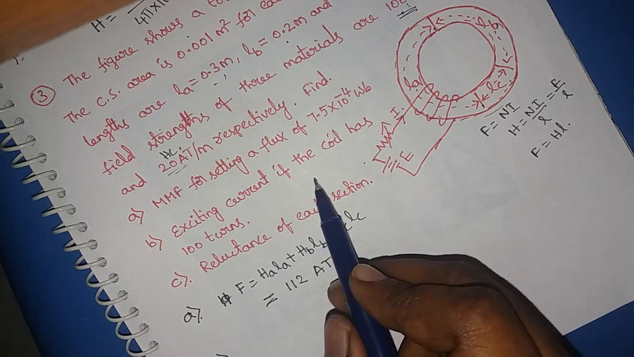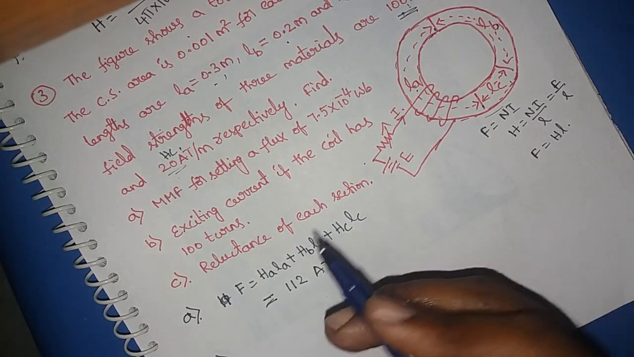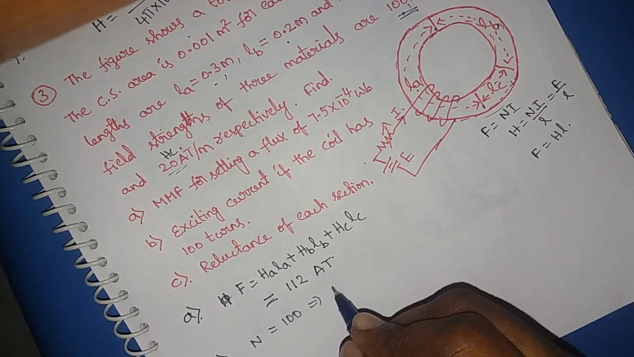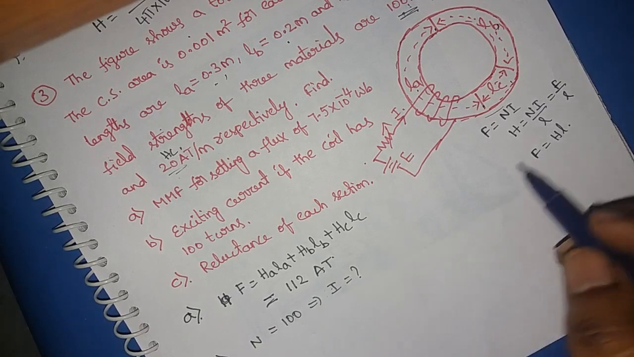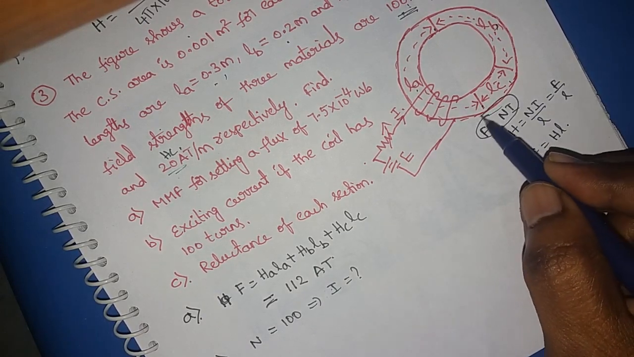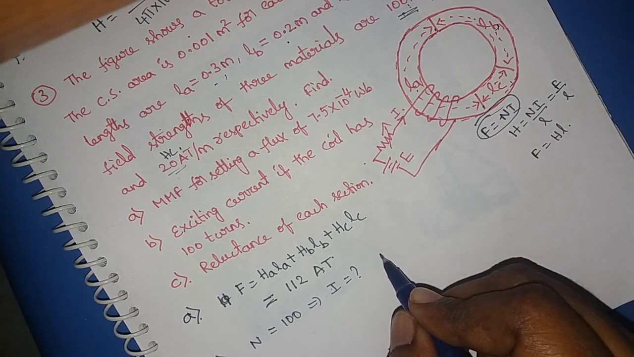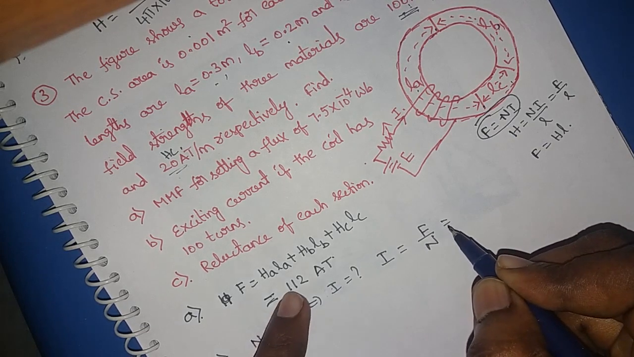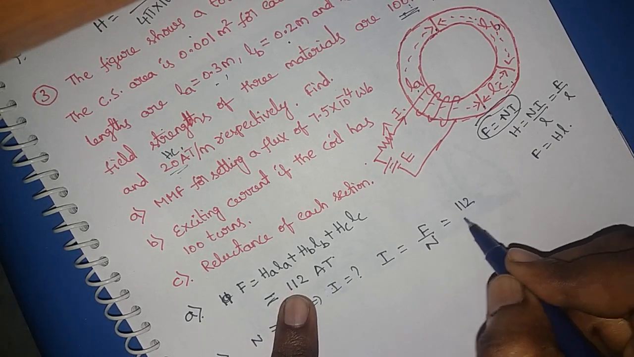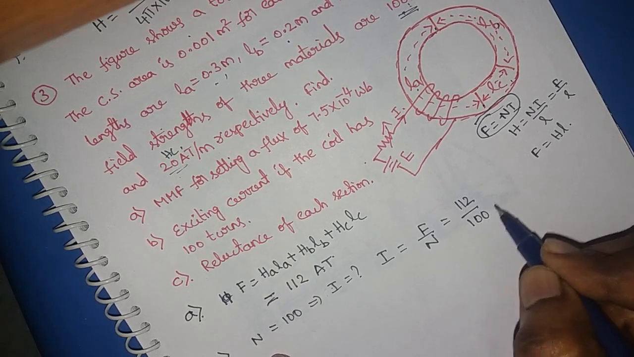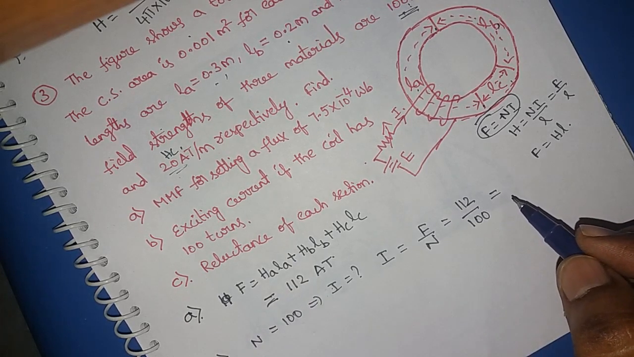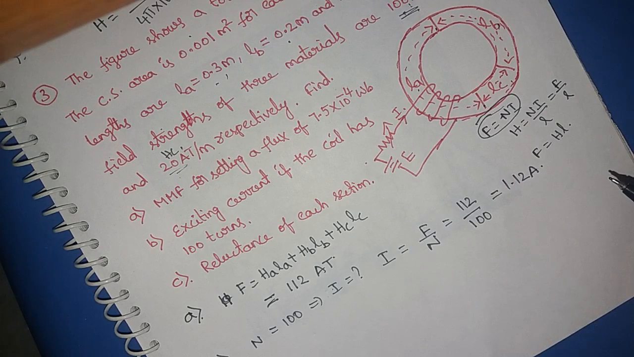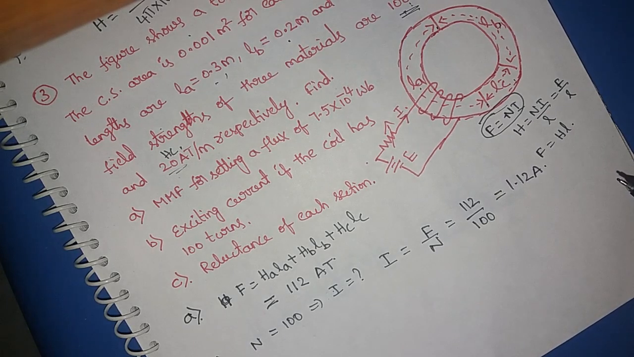Next, the second one. What is the exciting current if the coil has 100 turns? That means he has given N is equal to 100. Then what is the value of I? We already know the formula F is equal to Ni, so I is equal to F by N. F we already know, that is 112 divided by 100. So hence it is 1.12 amperes.